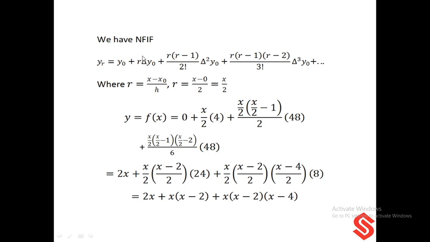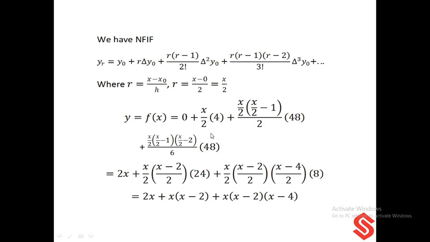Now we write Newton's forward interpolation formula, that is y r is equal to y naught plus r delta y naught plus r into r minus 1 by 2 factorial delta square y naught plus r into r minus 1 into r minus 2 by 3 factorial delta cube y naught plus etc., where r is equal to x minus x naught by h. Here r is equal to x minus 0 by 2, that is x by 2. Since we want the interpolating polynomial, we write x as it is, and substitute the value of x naught as 0. So r is x by 2.